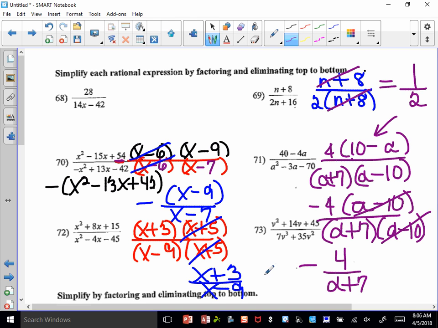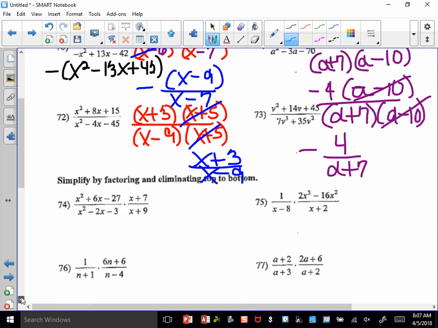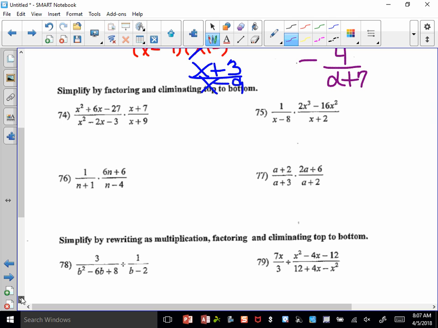Okay. Any questions? Because that's all it is. I mean, like I said, if you know how to factor, this is pretty easy. Now, go down to where we are multiplying. It's going to be the exact same thing. Okay, just you have two sets of algebraic fractions that we call them.